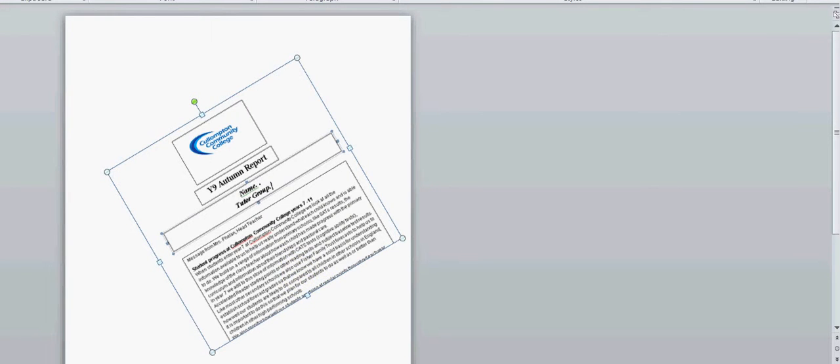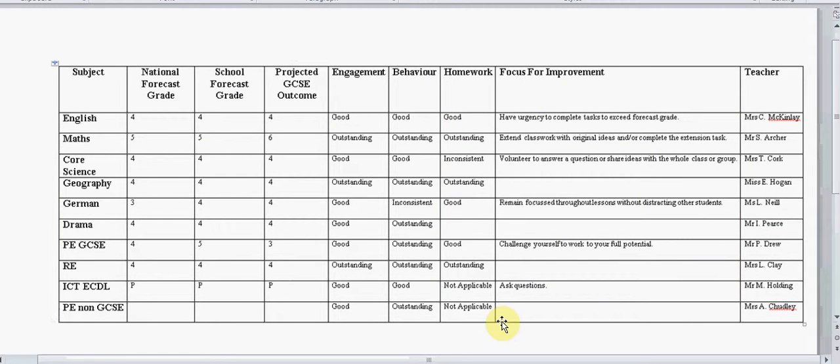When you open it up, we have the main body of the report, and in the main body of the report we have three key sections. First of all, we have always listed the subjects to the left, and we have the teachers to the right down the far end there.